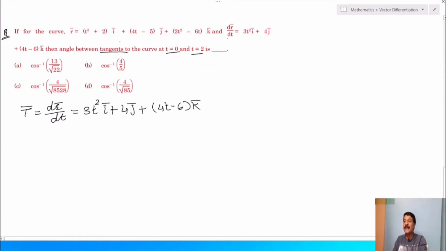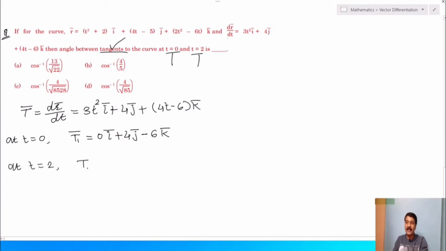But here we want to find the angle between tangents, meaning two tangents when t equal to 0 and t equal to 2. If I take t equal to 0, that tangent is supposed to be t1. When t equal to 0, I am getting here 0i, 4j, and minus 6k. And at t equal to 2, I am getting the second vector, which I will denote as t2. Put t equal to 2 here, so it will be 4 into 3, it is 12i plus 4j. And if we put 2 here, it is 8 minus 6, so it is 2k. And therefore I want to find the angle between them.